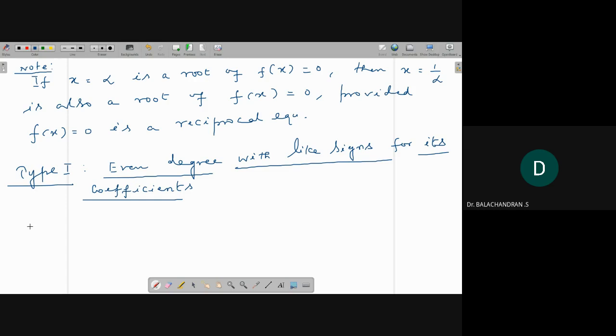So first problem, solve 6x power 4 minus 5x cube minus 38x square minus 5x plus 6 is equal to 0.